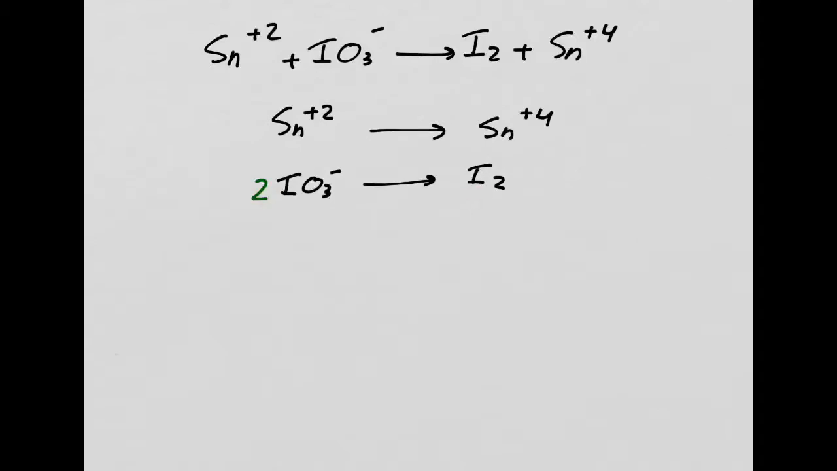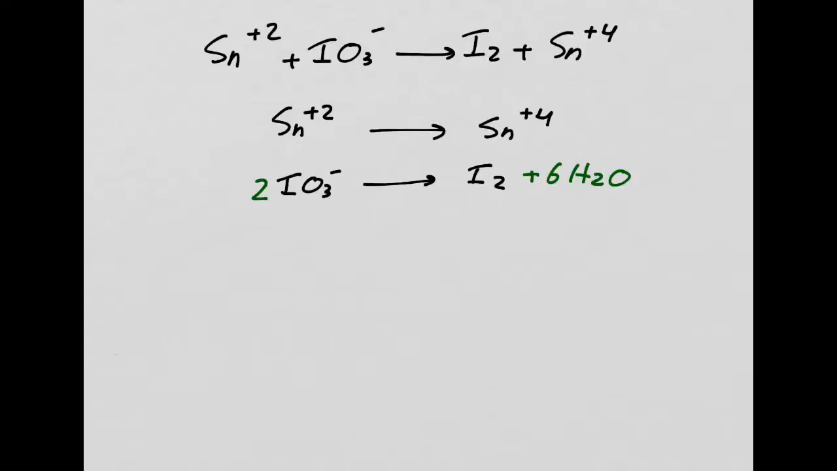Then you balance the oxygen by adding water. I have no oxygen here. I have no oxygen here. How many oxygen do I have here? Be careful, because I have 2 iodate now. So I have 6 oxygen here, and I have no oxygen here. 6 oxygen here, no oxygen here. So you balance the oxygen by adding water to the side that does not have oxygen.